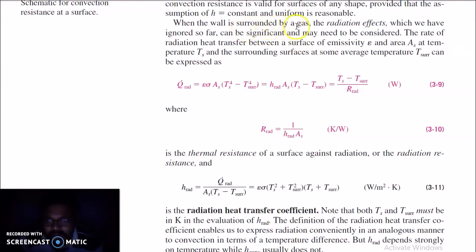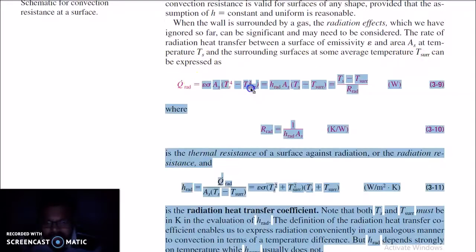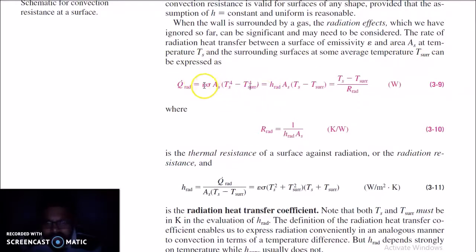So if this wall is surrounded by gas, the radiation effects will be considered. So the rate of radiation heat transfer between a surface of emissivity epsilon and area As, temperature Ts, and the surrounding surface at some average temperature T surrounding can be expressed by this relation. So in this case, this term becomes hA. You can replace it with the radiation.